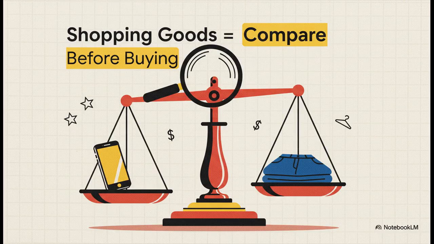The absolute defining feature of a shopping good is that you compare it before you buy it. You're going to spend some time comparing quality, price, style, all that good stuff. Just think about the last time you bought a new phone or a pair of shoes. You didn't just grab the first one you saw, did you?